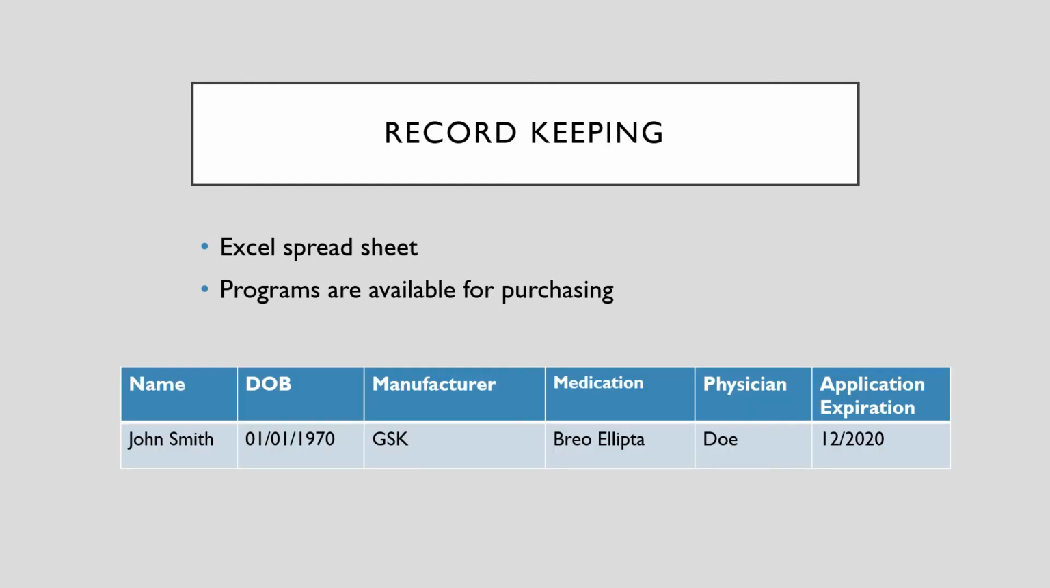Now that we are past the application portion, you will need to keep proper records of patient enrollment in each PAP. There are some programs available for purchase to assist in this documentation, but at our clinic we have a password-protected Excel form that is only accessible to the supervising pharmacist and pharmacy buyer. And we keep track of the following information: patient name, birthday, PAP manufacturer, medication, prescriber, and when they will need to reapply for this program again, just like the example listed here.